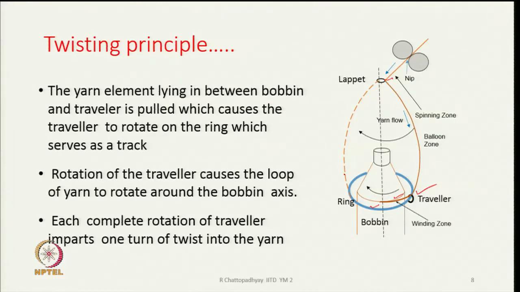Now, when this rotates at a high speed, it looks like a balloon, and therefore we call it the spinning balloon. And the length of the yarn between the lappet and traveler is called the balloon zone. And this part, that is from the front roller delivery to the lappet, is known as the spinning zone. And the part of the yarn in between the traveler and the bobbin is known as the winding zone. So, the yarn path can be divided into three parts: spinning zone, balloon zone, and winding zone. The balloon zone is basically the rotating part of the loop of the yarn. It rotates at high speed, and therefore it creates an envelope which looks like a balloon.